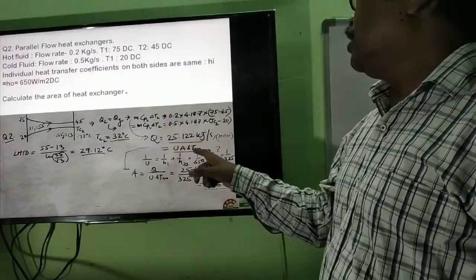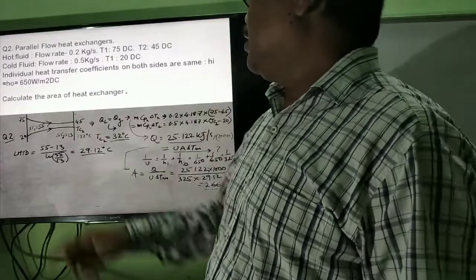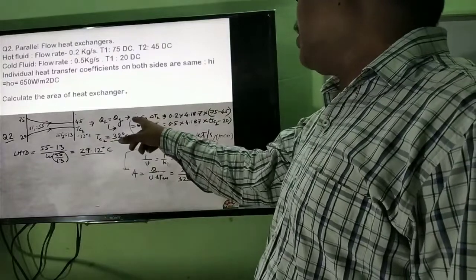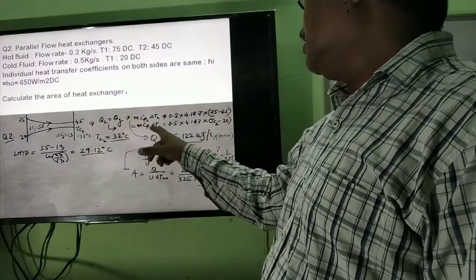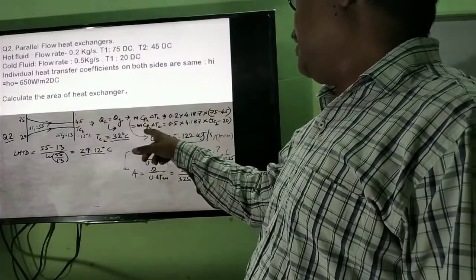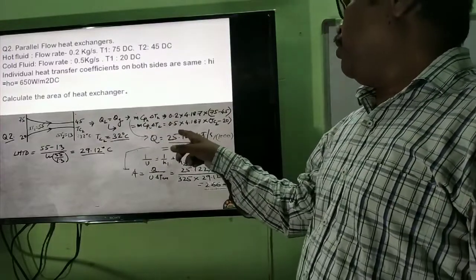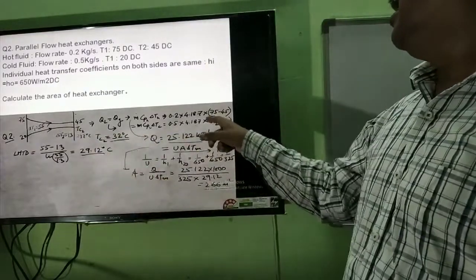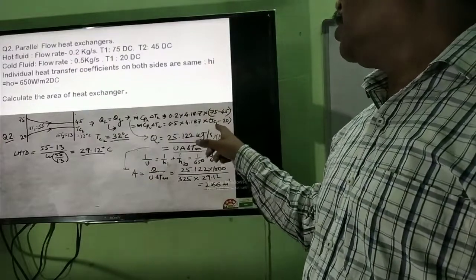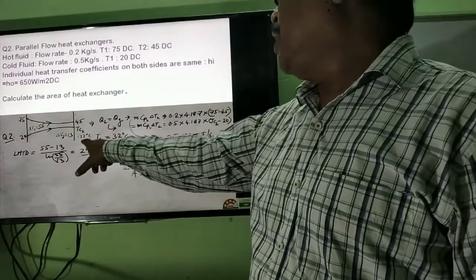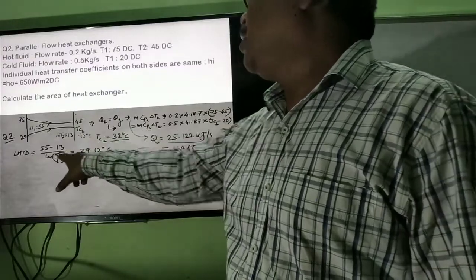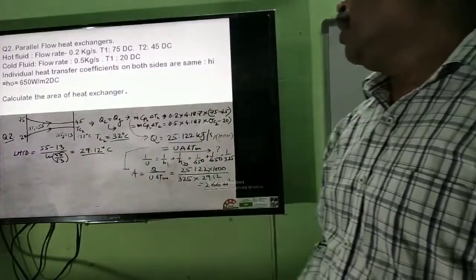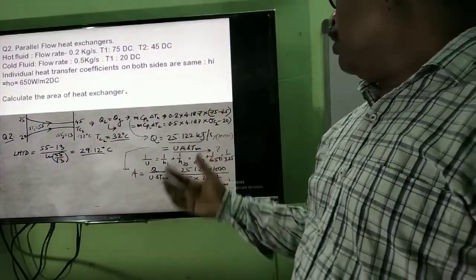Now one thing remains, ΔTm. For ΔTm you need the terminal temperature TC2. So you make heat loss equal to heat gain. This is the heat gain: m Cp of cold fluid times ΔTC2, 0.5, so TC2 minus 20. Equate this and you will get TC2. From this, put the value, 32 degrees. Now for the LMTD formula, this minus this divided by log of this divided by this, you can get 29.12 degrees. So you get all the things.